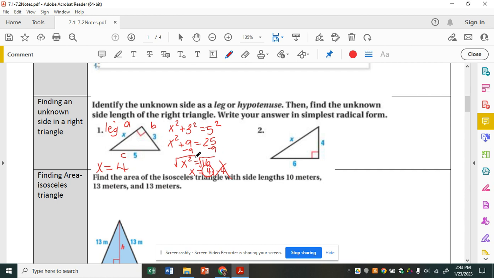If we had a number here that wasn't a perfect square, right? 16 is a perfect square, 25 is a perfect square, 9 is a perfect square, because 3 times 3 is 9, 5 times 5 is 25, 4 times 4 is 16. Those are all perfect squares. If this number wasn't a perfect square, I would still take the radical.